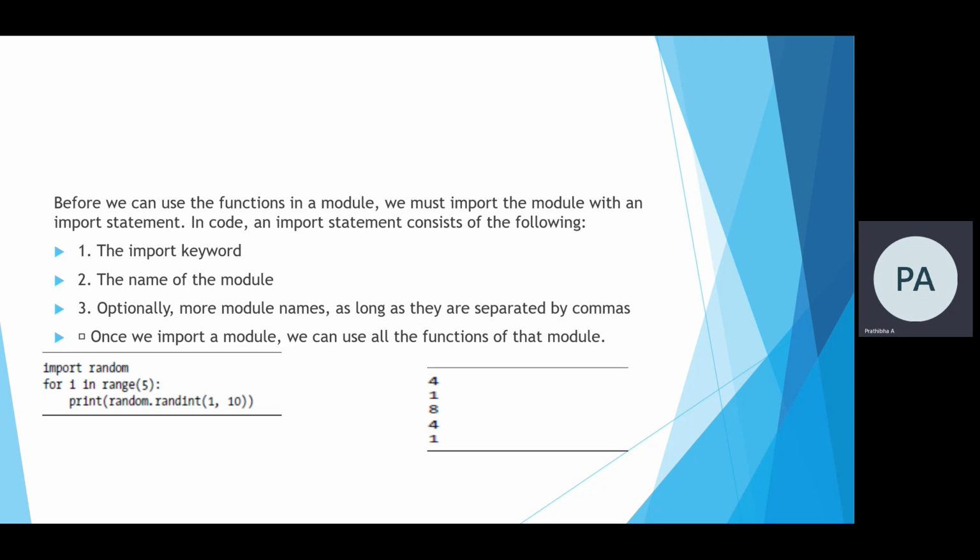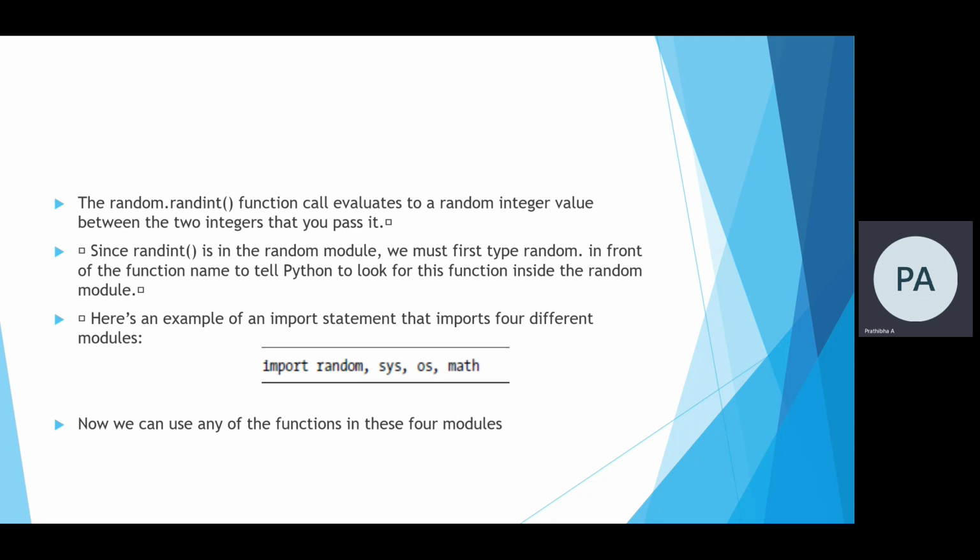Here you can see the output, 4 1 8 1 4 1. That means you are generating random numbers, starting from 1 and up to 10. This is what the randint function does: it generates random integers between 1 and 10. The randint function call evaluates to a random integer value between the two integers that you pass it. Randint is in the random module, so first we have to type random dot in front of that function name when calling it.